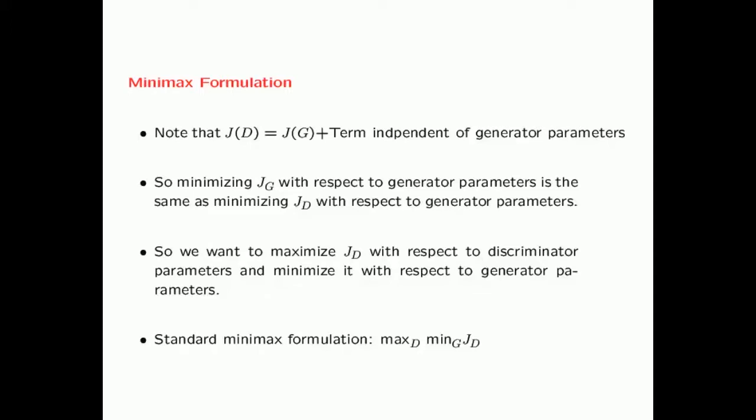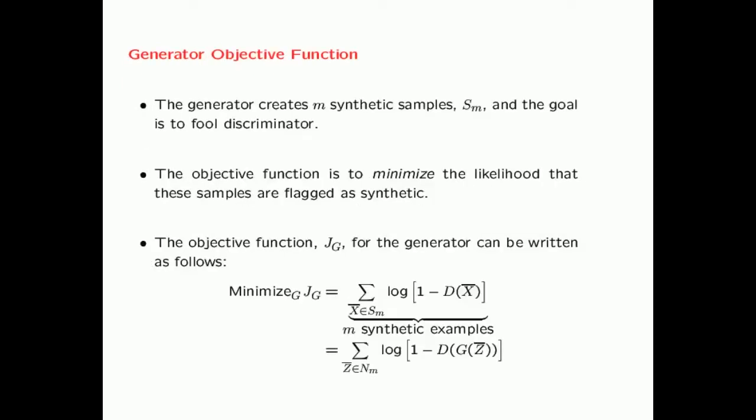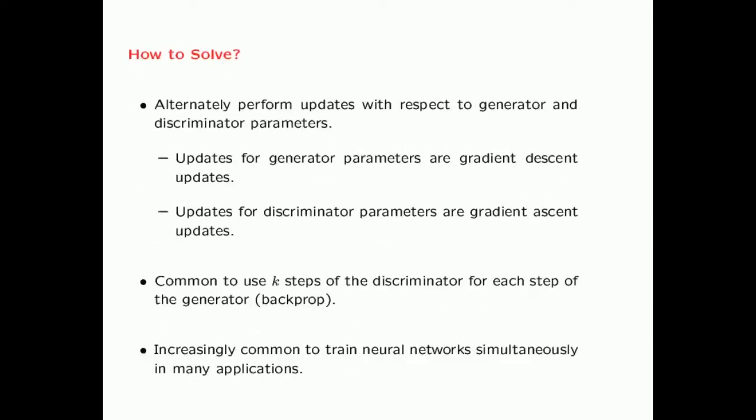So you want to maximize J_D with respect to the discriminator parameters, and you want to minimize it with respect to the generator parameters. You can write this entire formulation as a minimax formulation, where you are maximizing over the discriminator and minimizing over the generator, and you have this J_D. You have two sets of parameters, so how do you solve this type of minimax problem? You can take this objective function J_D and alternately perform the updates with respect to the generator and discriminator parameters.